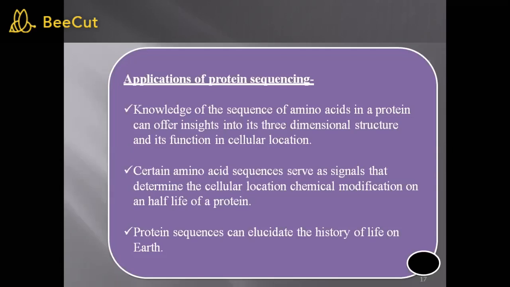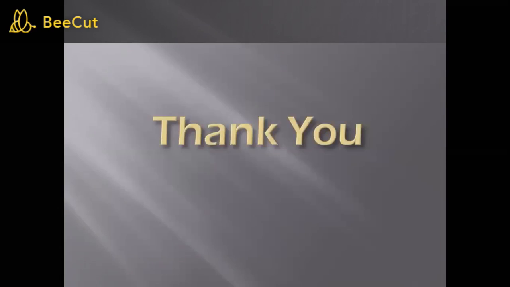Then next, protein sequences can elucidate the history of life on the earth. By using these protein sequences, we can find out the history of life on the earth. Apart from this, we can identify the protein family to which a particular protein belongs. Then we can find out the sequence of the gene. And we can also discover the structure and function of the protein by using various computational methods and experimental approaches. So this is regarding protein sequencing.